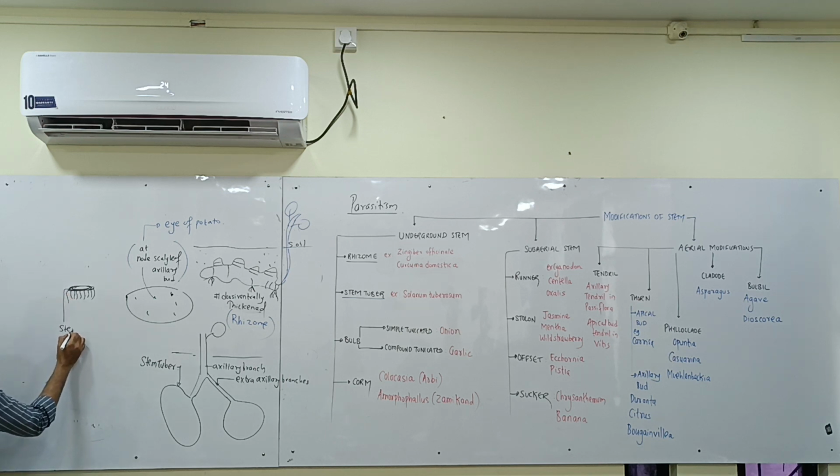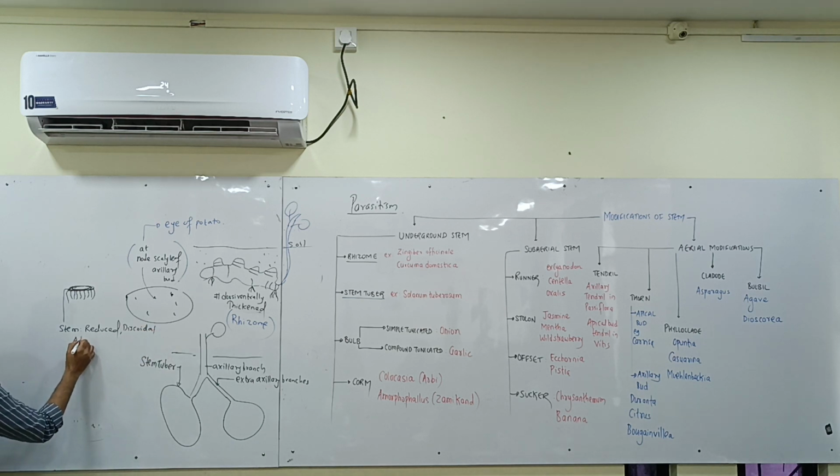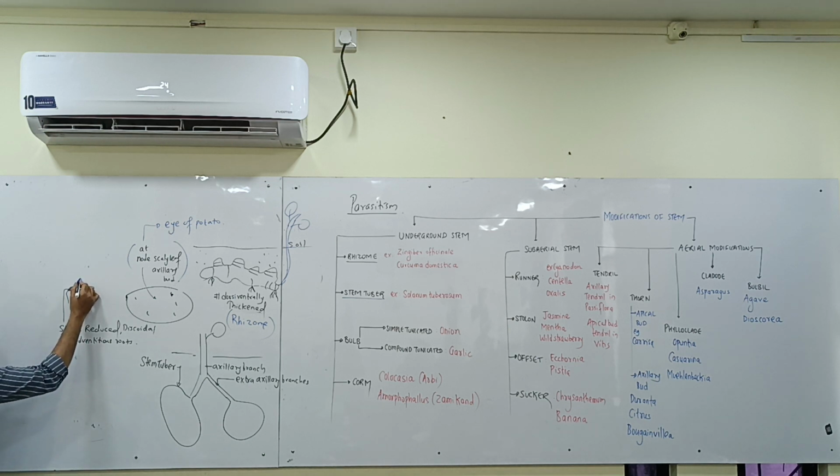I said the stem is reduced. Reduced मतलब एकदम छोटा. And I said it is discoidal. It's like a disc shape. And it shows the presence of adventitious roots. And the stem shows the presence of apical bud. Which bud?